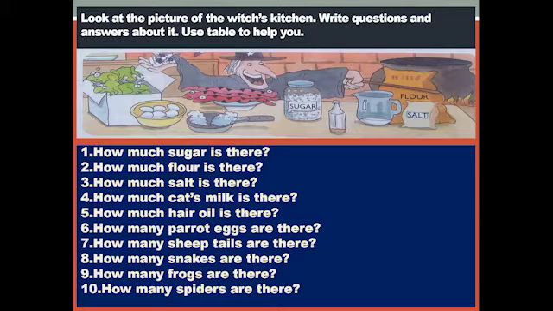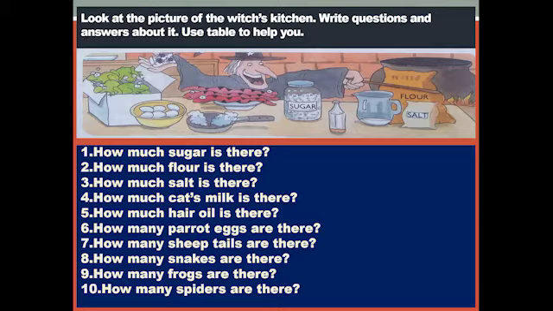The question number 7 is: how many sheep tails are there? Sheep tails you have given in a pan. So there are 2 sheep tails. Now question number 8 is: how many snakes are there? Count the snakes and tell me. Yes, there are 3 snakes.